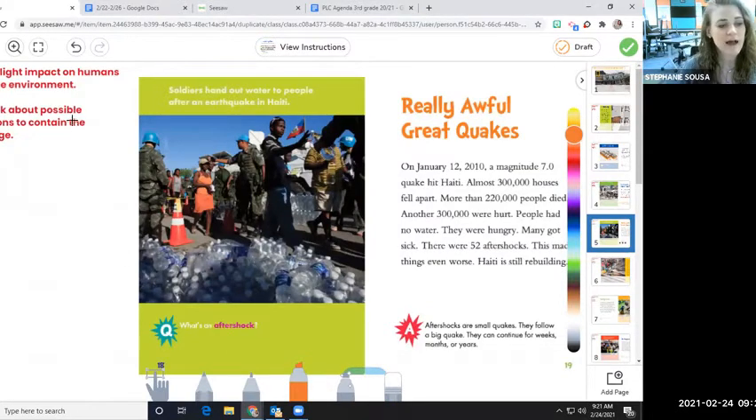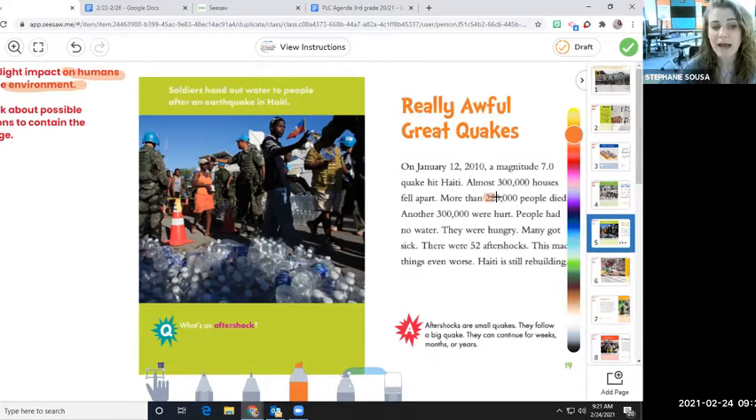Again, on slide 5, we are highlighting the impact on humans and the environment. Really awful great quakes. On January 12th, 2010, a magnitude 7.0 quake hit Haiti. Almost 300,000 houses fell apart. More than 220,000 people died. Another 300,000 were hurt.